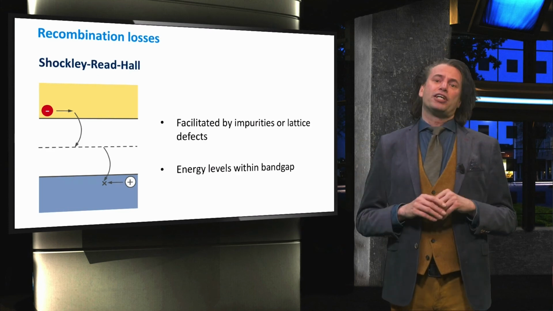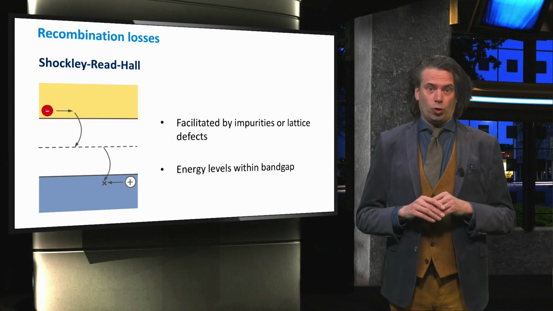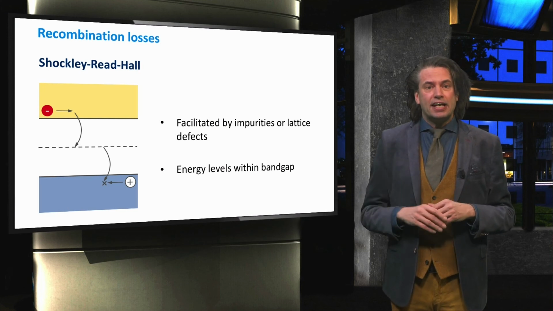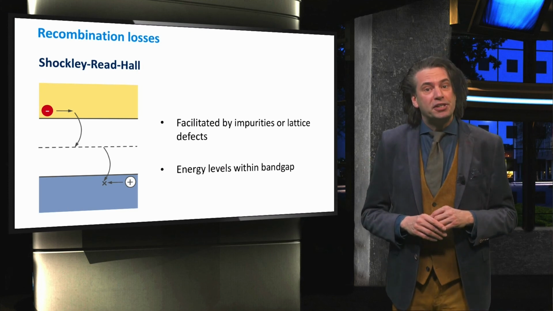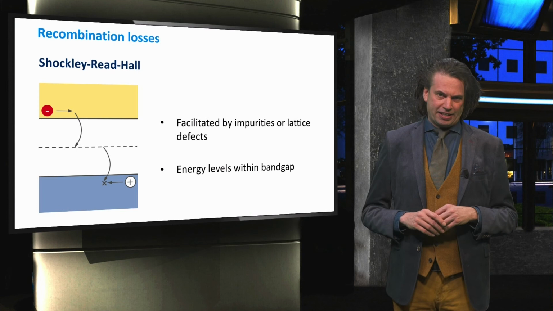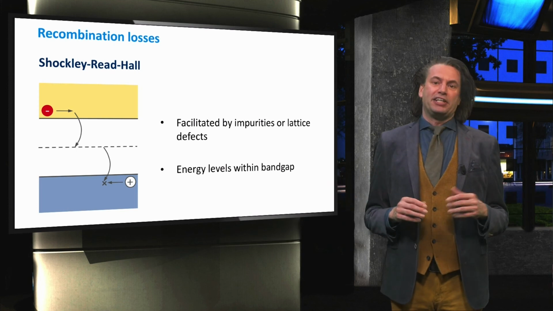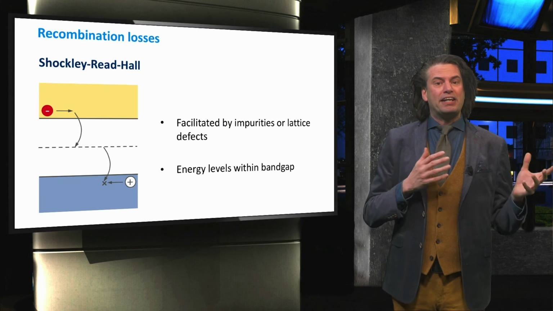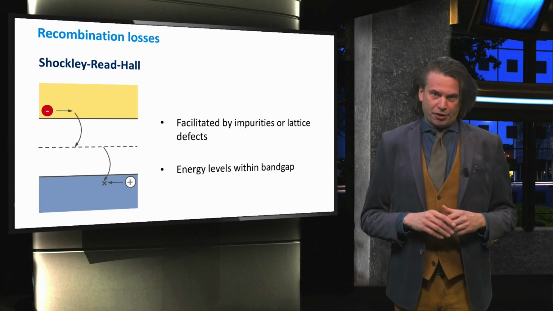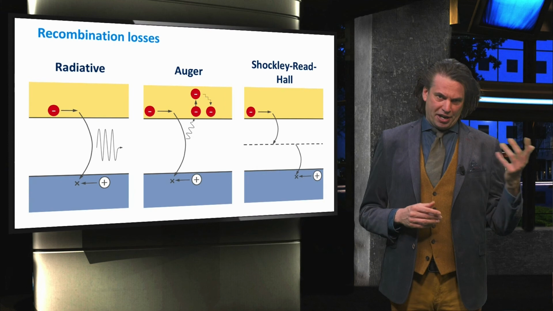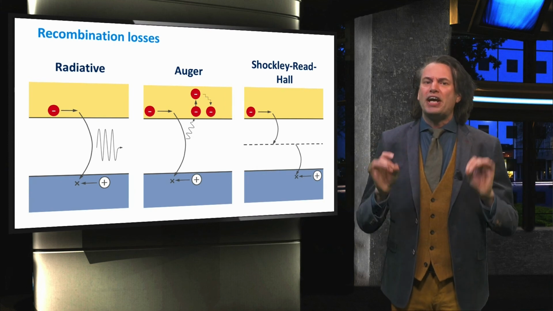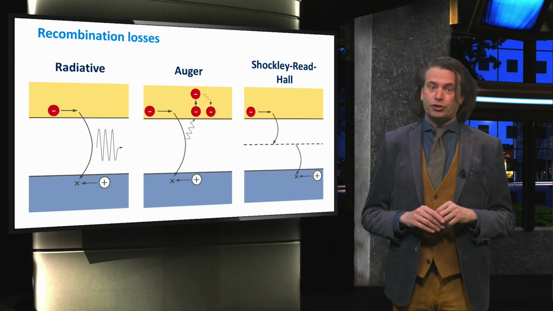The third process is Shockley-Read-Hall recombination. Shockley-Read-Hall recombination is indirect and is facilitated by an impurity atom or lattice defect. These recombination centers introduce energy levels within the band gap, which facilitates carrier recombination. Radiative, Auger and Shockley-Read-Hall recombination are the three ways in which excited charge carriers recombine.